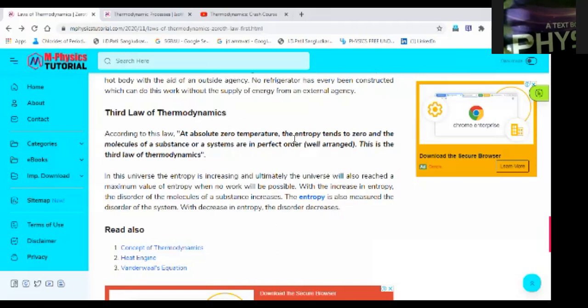The important concept is this. According to the third law, what has it told us? The third law gives us the concept of entropy. So entropy correlates with what? Order or disorder. It means if your entropy is maximum, there is a large number of disorders in the molecules of the substance.